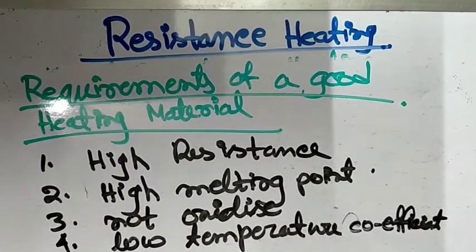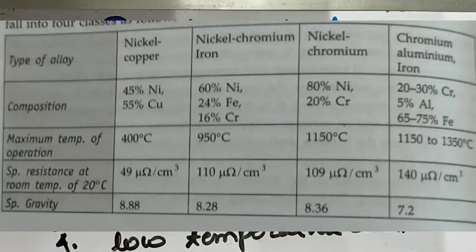Next topic is different types of heating materials. Depending upon the service conditions, such as maximum operating temperature, we have different types of alloys for heating elements. You can see in this table these alloys are basically divided into four classes: nickel copper, nickel chromium iron, nickel chromium, and chromium aluminum iron.